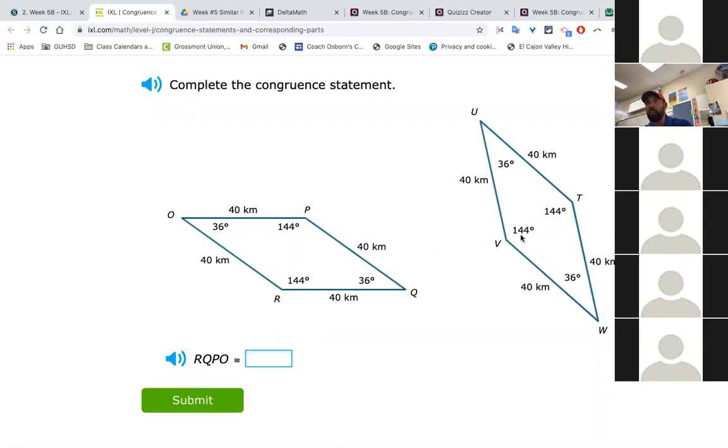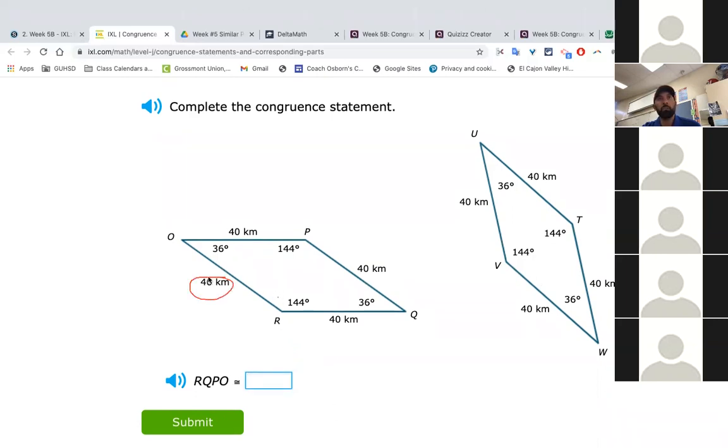And over here, if I'm looking at it, I'm like, okay, there's two 144s, so which one do I choose? Okay, well, let's first start with what sides they're between. I noticed that R is between 40 and 40. And over here, V is between 40 and 40. But then if you guys notice, this is also between 40 and 40. So it's like, wait, which one do we choose?